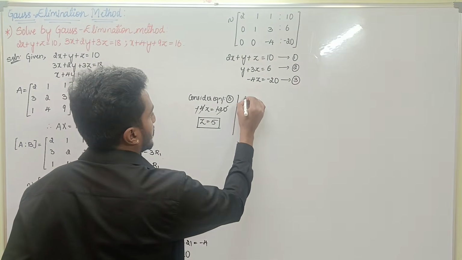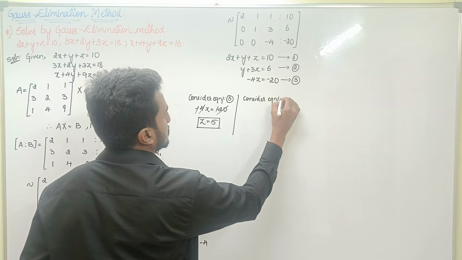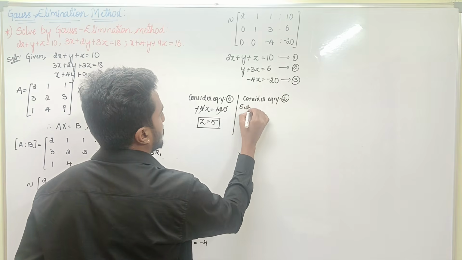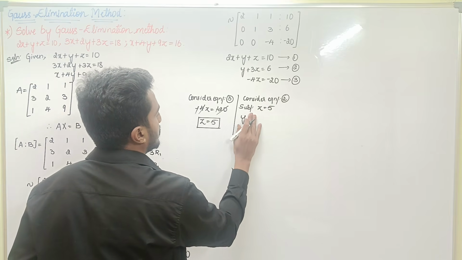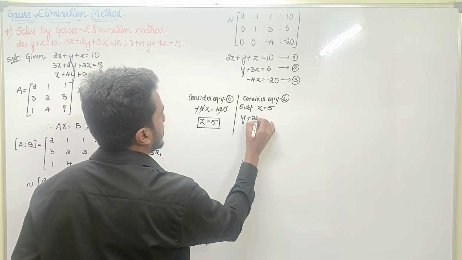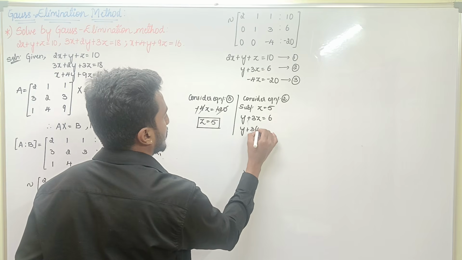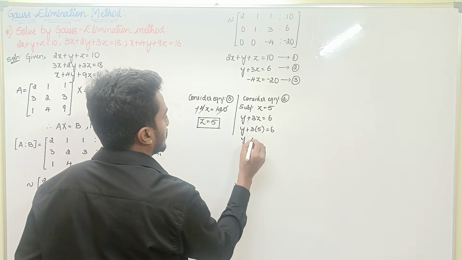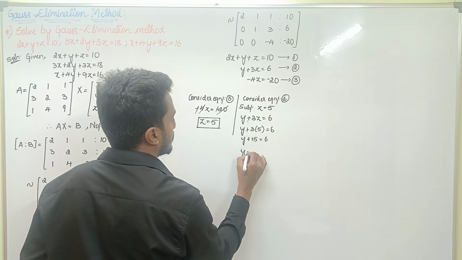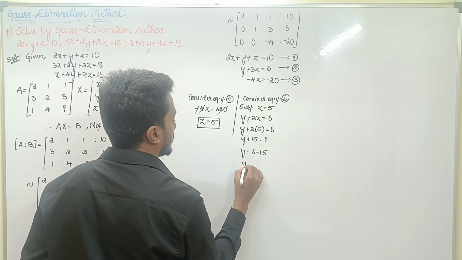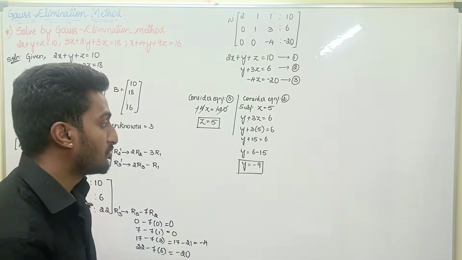Now consider equation number 2, substitute z equal to 5. That is y plus 3z equal to 6, y plus 3 into 5 equal to 6, y plus 15 equal to 6, y is equal to 6 minus 15, y is equal to minus 9. 6 minus 15, we get minus 9.